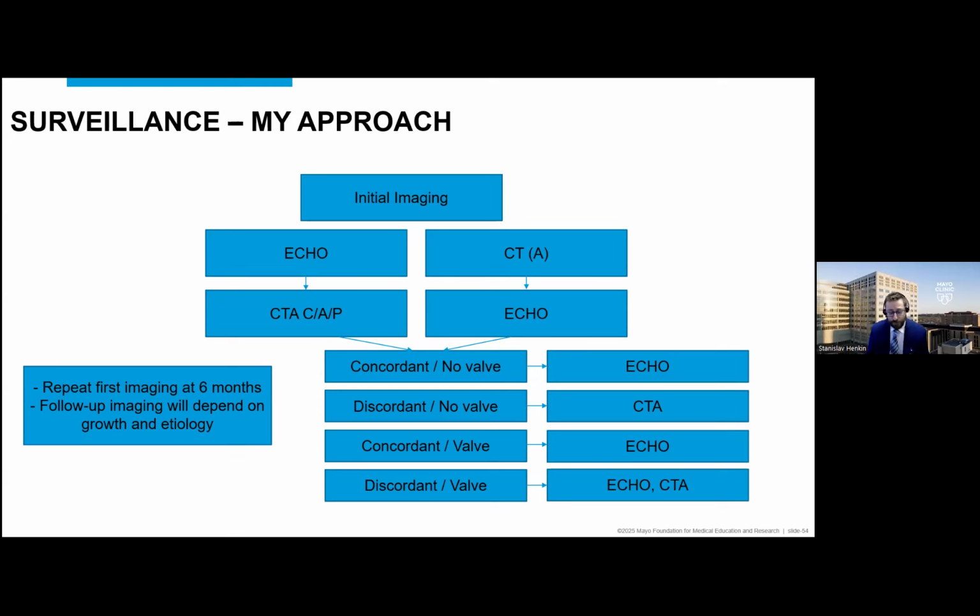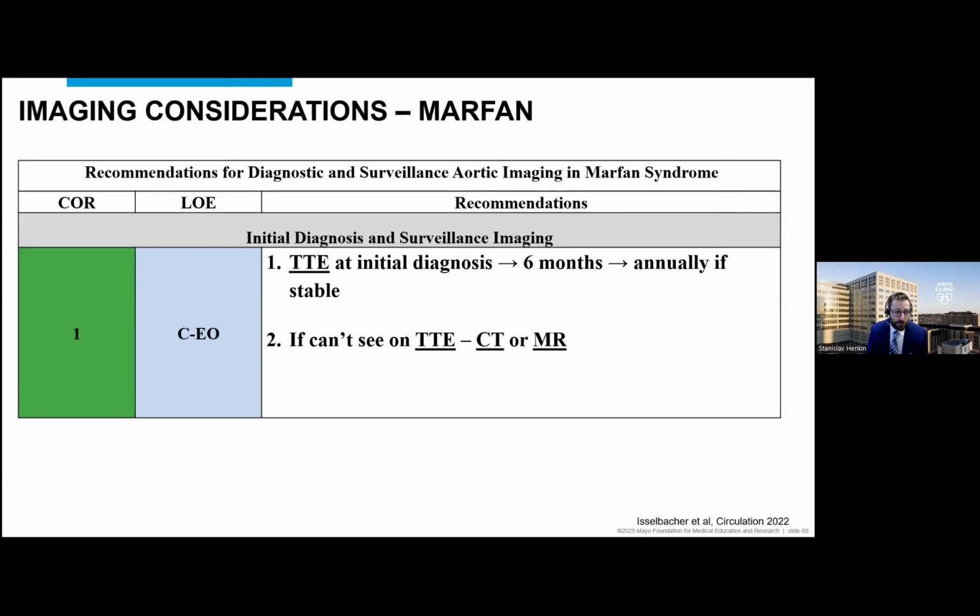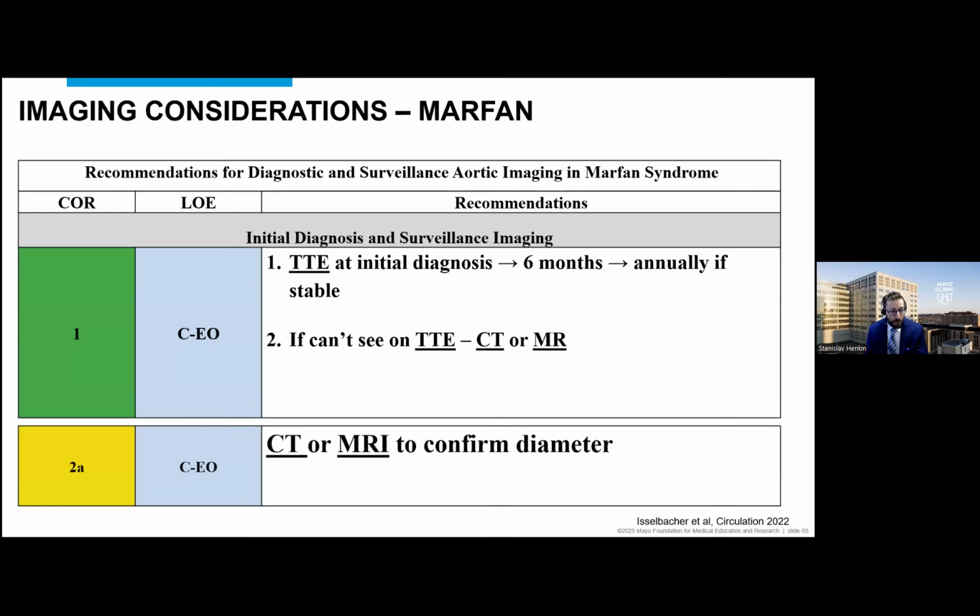Let's quickly go over imaging considerations in different connective tissue disorders, and this is what I pulled out from the guidelines. So class 1 recommendation, if you get an echo, repeat things at 6 months and then annually. If you can't see on echo, cross-sectional imaging is critical. But the class 2A recommendation, which we do here as well, is to get a cross-sectional imaging to confirm the diameter.